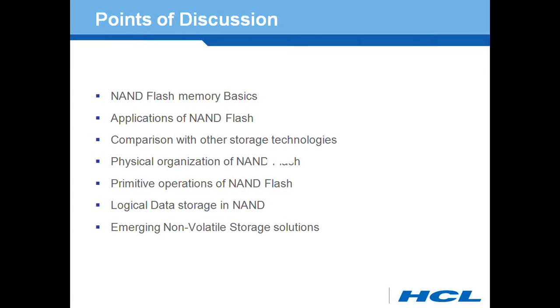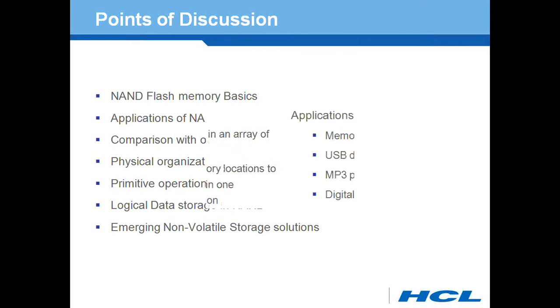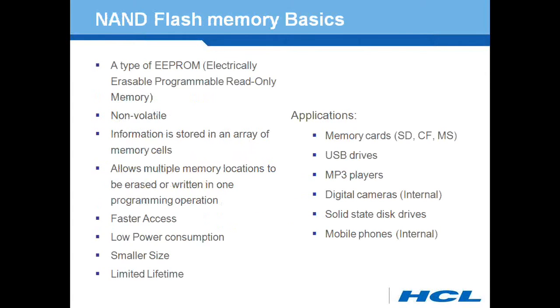So let's start with NAND flash basics. This flash memory is a type of EEPROM, nothing but electrically erasable programmable read-only memory, which allows multiple memory locations to be erased or written in a single programming operation. Basically, the information is stored in an array of memory cells, like an array of floating gate transistors, each of which is called a cell.